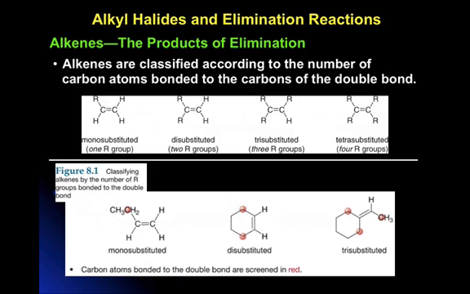Are they all equally stable? No, they are not. And it turns out that the more substituents you add to an alkene, the more stable the carbon-carbon double bond becomes, okay?